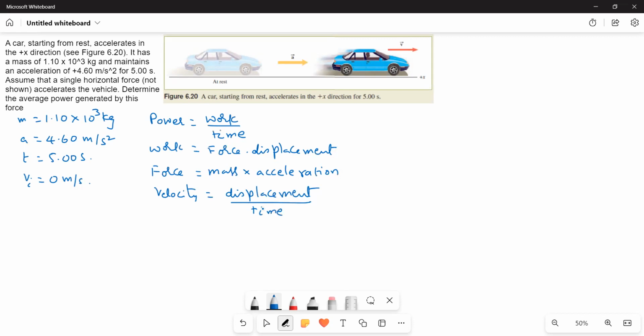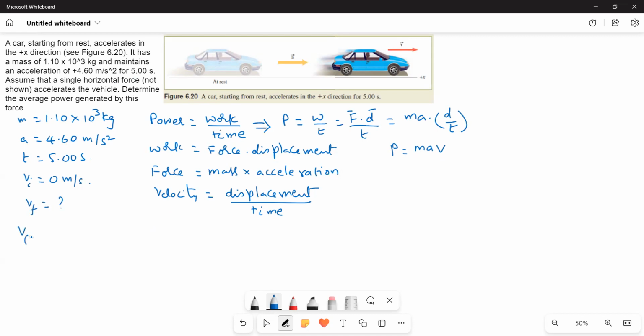Now with this data, we will try to solve this one. So from this, P is equal to F dot D, W by T is equal to F dot D over T, that is equal to m a D over T, or P is equal to m a v. Here the initial velocity is 0. Now we have to find out the final velocity. So how to find out the final velocity?